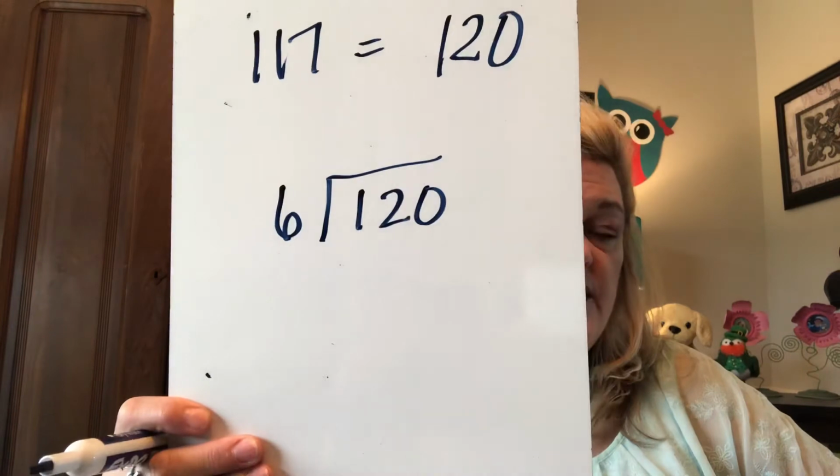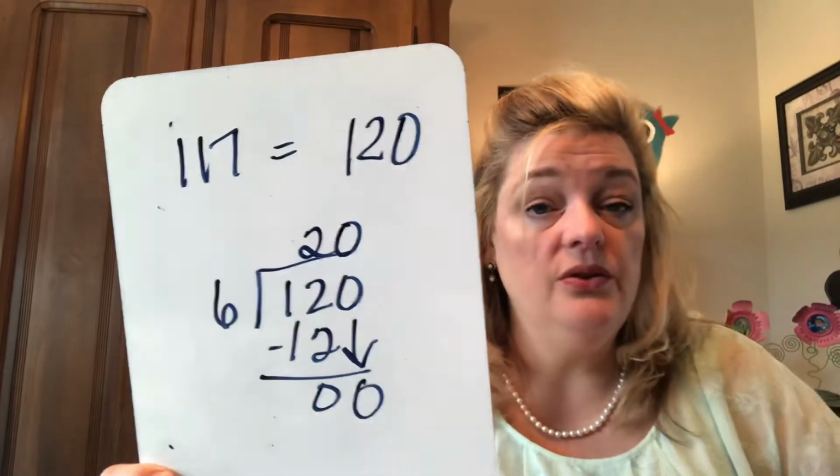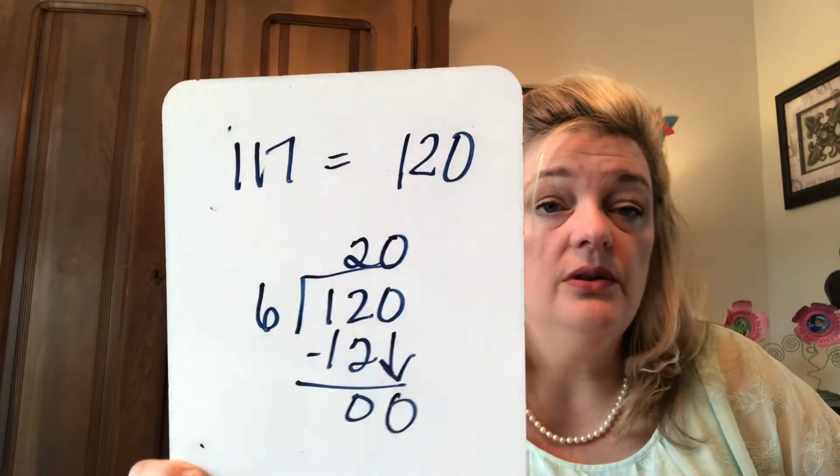Well, we know that. That's pretty easy, right? 6 goes into 12 2 times. 2 times 6 is 12. When I subtract, I get 0. Goose egg there. Bring down my other zeros. 6 goes into 0, 0 times. So about how many students are in each class? 20. So you would say 20 students per class.